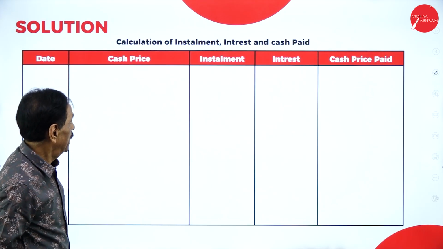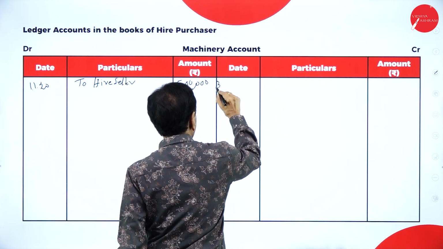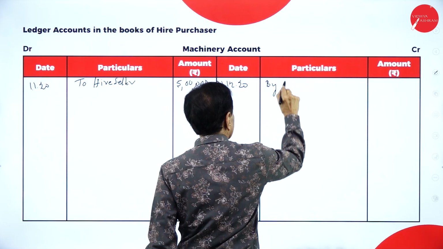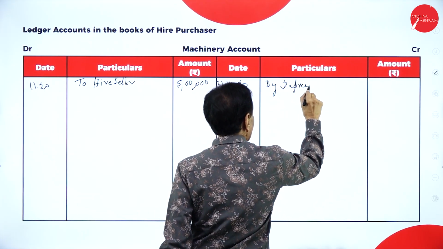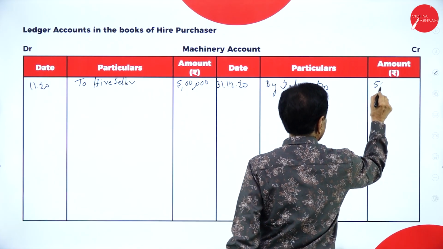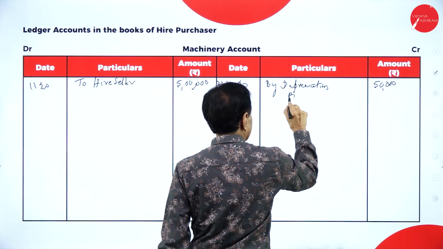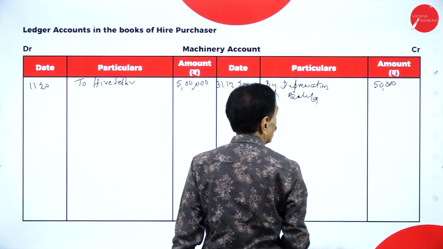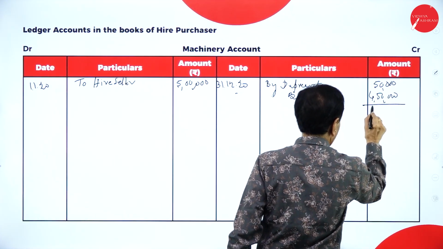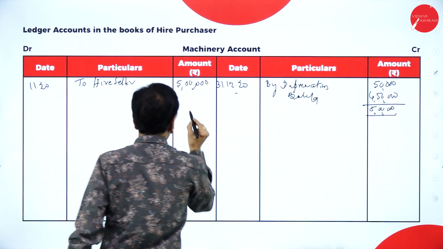What's the rate of depreciation on machinery? 10%. 31st December 20, by depreciation, 10% of 5 lakh means 50,000. Same date, by balance carried down, 4,50,000. 5 lakh.